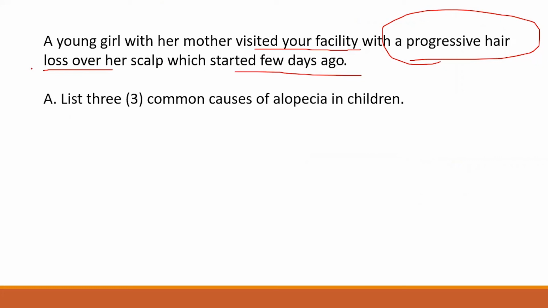Common causes. So one, you can talk of tinea capitis. Most of us know it as the what? The ringworm infestation or the ringworm infection. Ringworm. So tinea capitis. You can talk about androgenetic alopecia. You can think of alopecia areata. You can think of traumatic alopecia or traction alopecia.